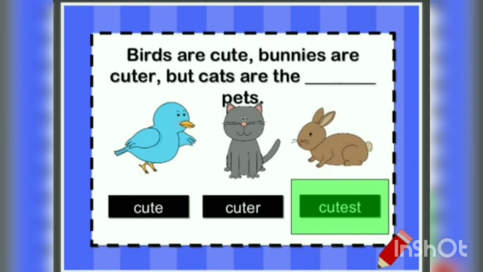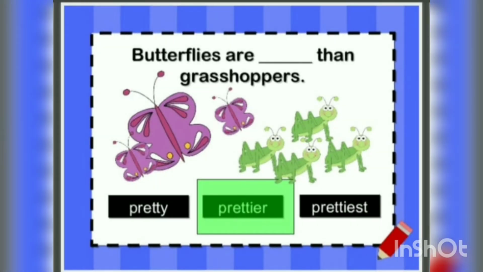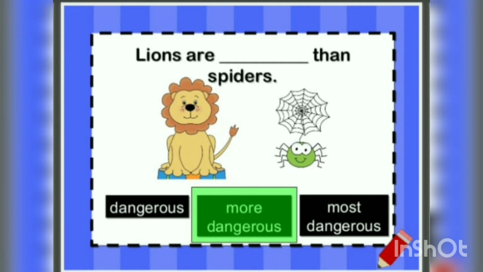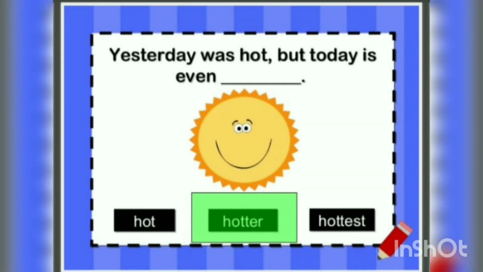Do the correction. Butterflies are dash than grasshoppers. What's the correct answer? Pretty, prettier, prettiest. So the right answer is prettier than grasshoppers. Lions are dash than spiders. Dangerous, more dangerous, most dangerous. The right answer is more dangerous.